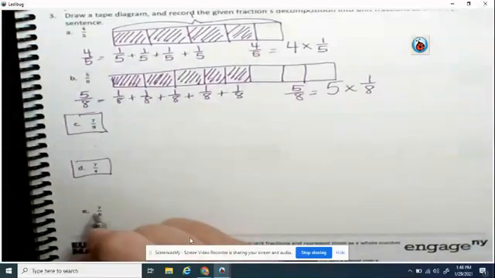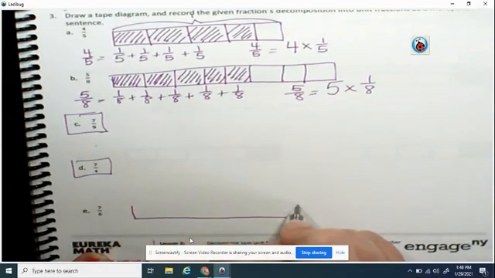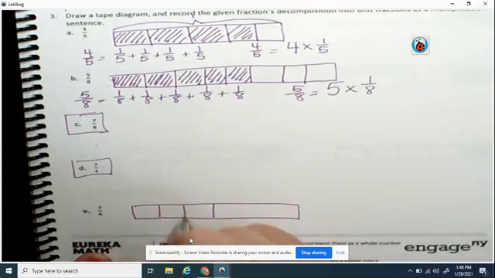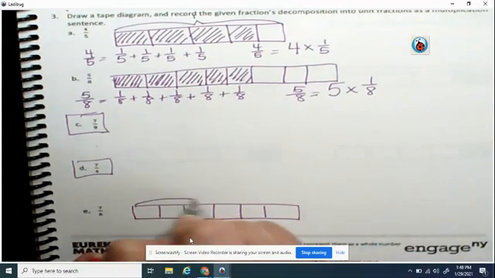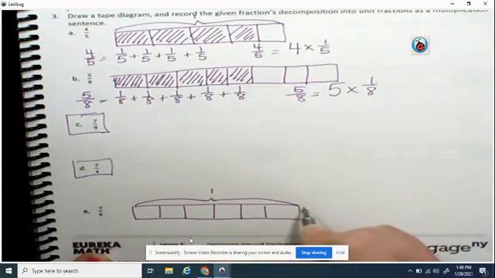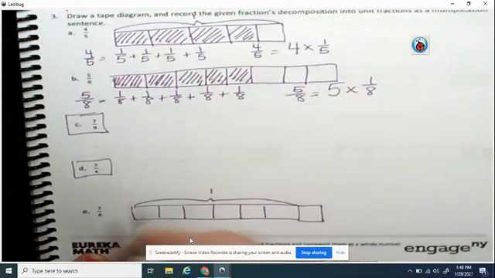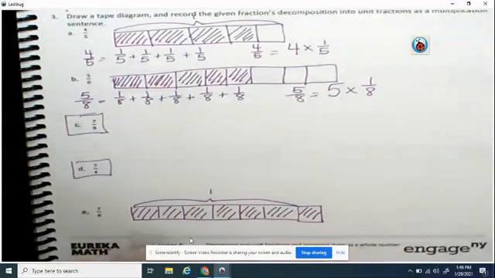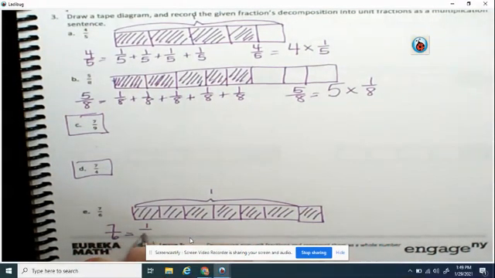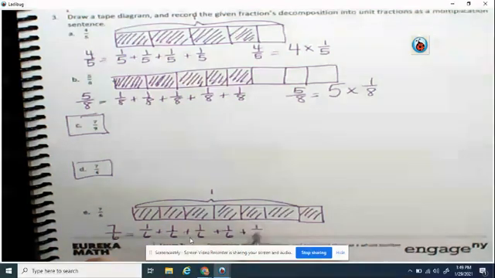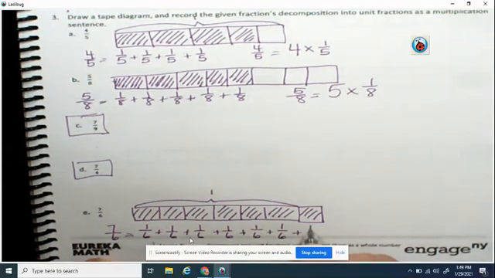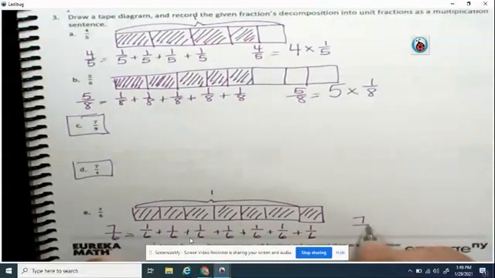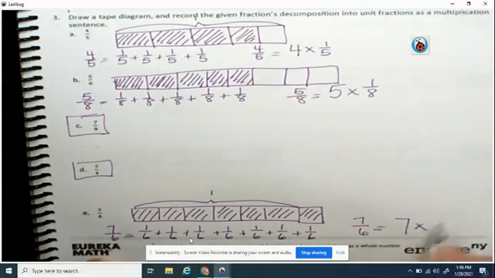Okay, so I've got 7 sixths. So there's my 1 whole, which is 6, and I need 1 more, which makes 7 sixths. So okay, 7 sixths is equivalent to 1 sixth, 2 sixths, 3 sixths, 4 sixths, 5 sixths, 6 sixths, 7 sixths, okay? Or 7 sixths is also equal to 7 times 1 sixth.